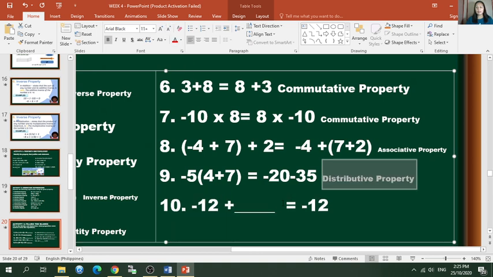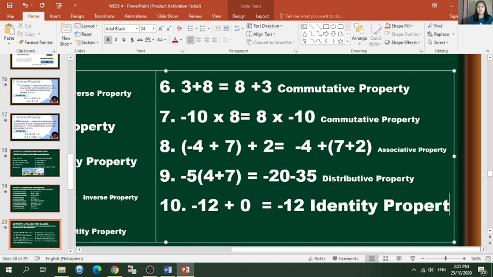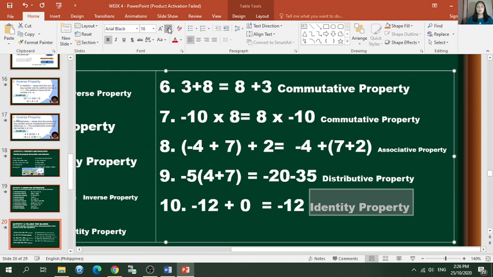Do not just write distributive, commutative, identity. Please include property because we are referring to properties of operation of integers. Okay, next, we have negative 12 plus blank equals negative 12. That is added by 0. Okay, added by 0 and it is what we call identity property. Okay, identity property.